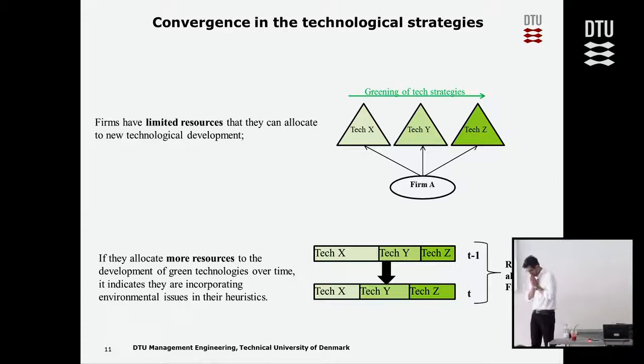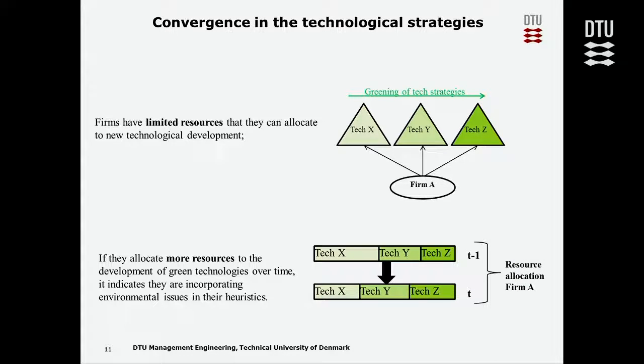I argue that the firms, of course, have limited resources to invest to develop different technologies. So they have a certain amount of money, resources, human capital to do their research and development processes, and they can allocate that in different technologies. They can make research projects to develop different technologies. And of course, some of these technologies will be more green than others, somehow. We are not sure of how to measure this impact, but we can say that some are apparently more green than others, for sure.